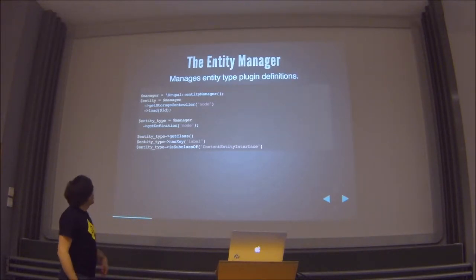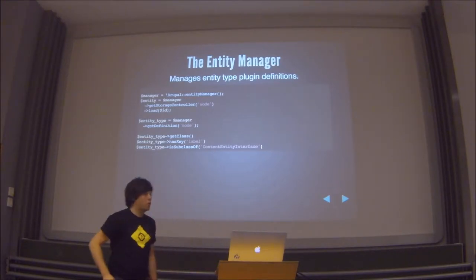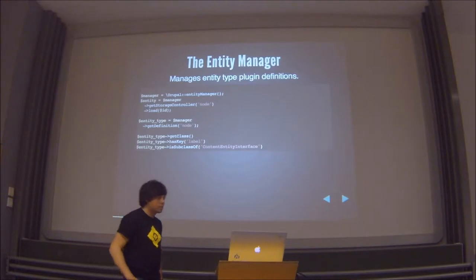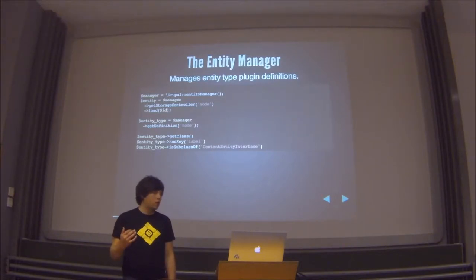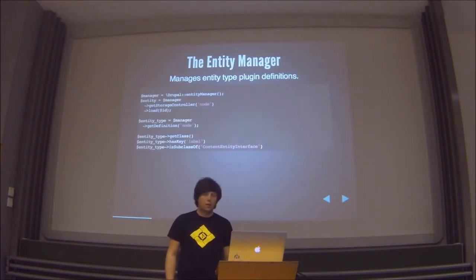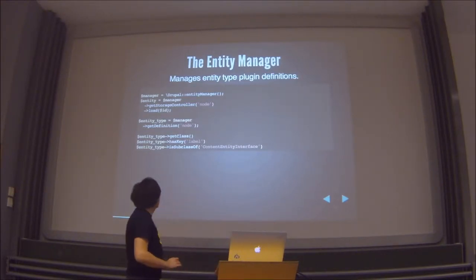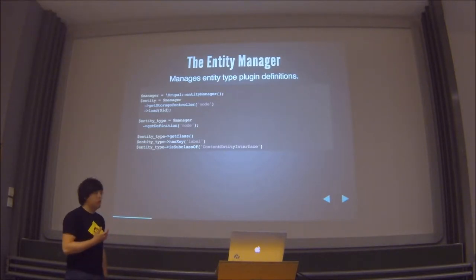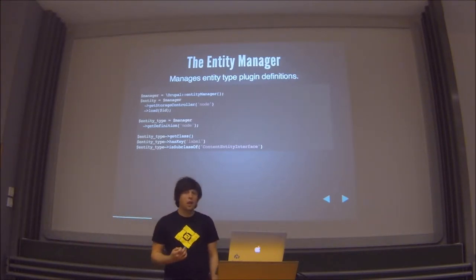For example, the first is just get the entity manager, then we ask the entity manager for the storage controller for nodes, and then with the entity storage controller for nodes we load the actual entity. In this example, you just get the entity definition for nodes from the entity manager, and of course you can instantiate the actual entity class and ask the entity manager about metadata from your entity type. And also, if you have loaded the entity type, you can test with is_subclass_of whether the entity type you are dealing with is a config entity or content entity.